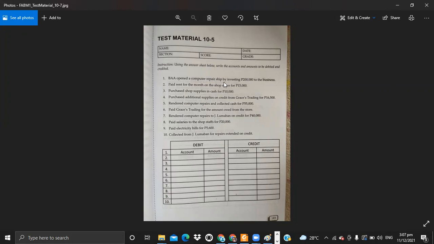Ayan, just do the debit and credit. Kung anong account, tapos amount, anong account, tapos anong amount. Though parang debit and credit din siya. Okay, you can use separate paper din. Okay, so yun, journal entries lang to, debit and credit. Number 1: opened a computer repair shop by investing 200,000 to the business.